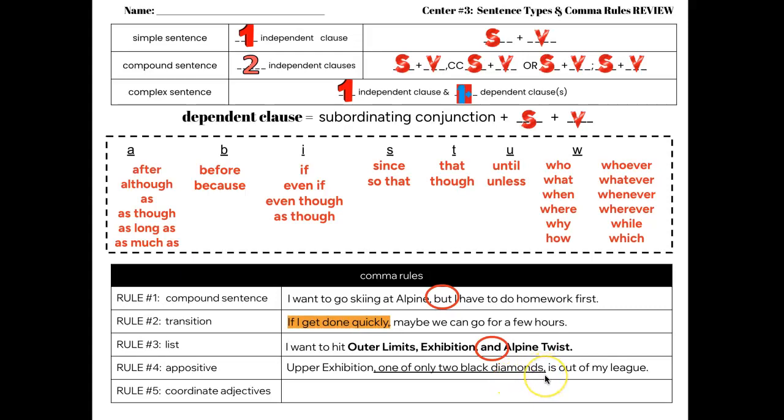And then the end of the comma tells where the appositive stops. I could take it out of the sentence and the sentence would be fine. But with it, I now know why upper exhibition might be out of my league.